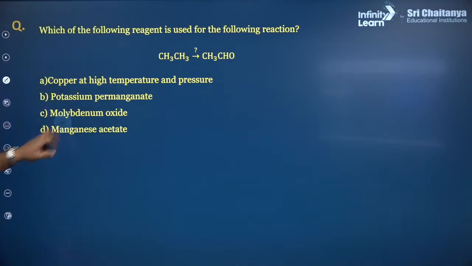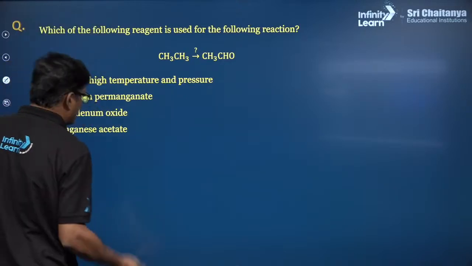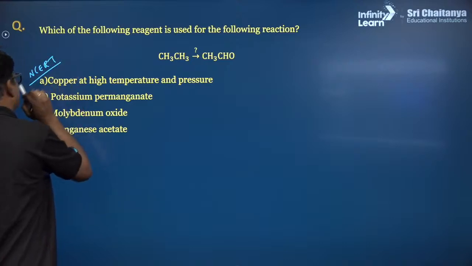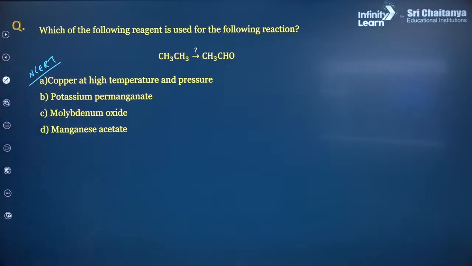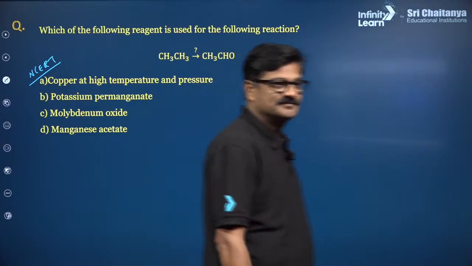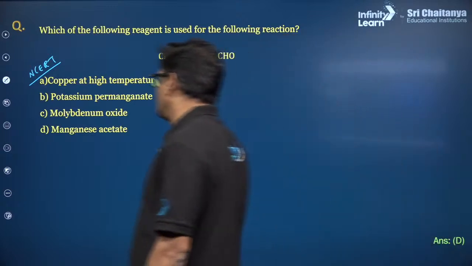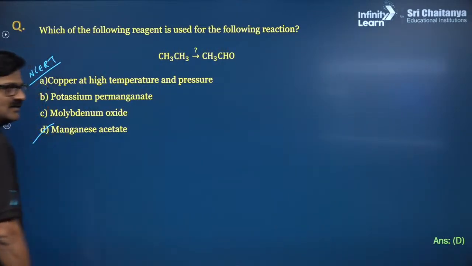So it can be copper at high temperature and pressure, potassium permanganate, molybdenum oxide, or manganese acetate. You refer to the NCERT book. If you have the NCERT book with you, open it, it is there. Give me the answer. And here it is going to be manganese acetate.